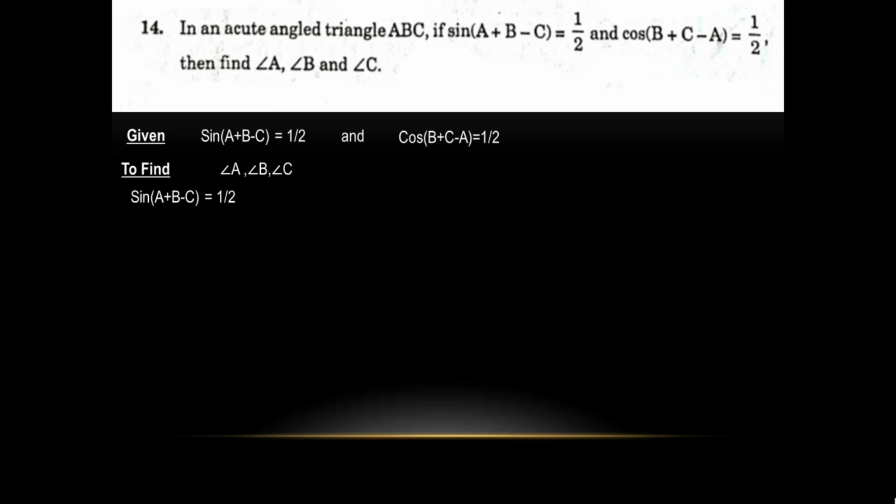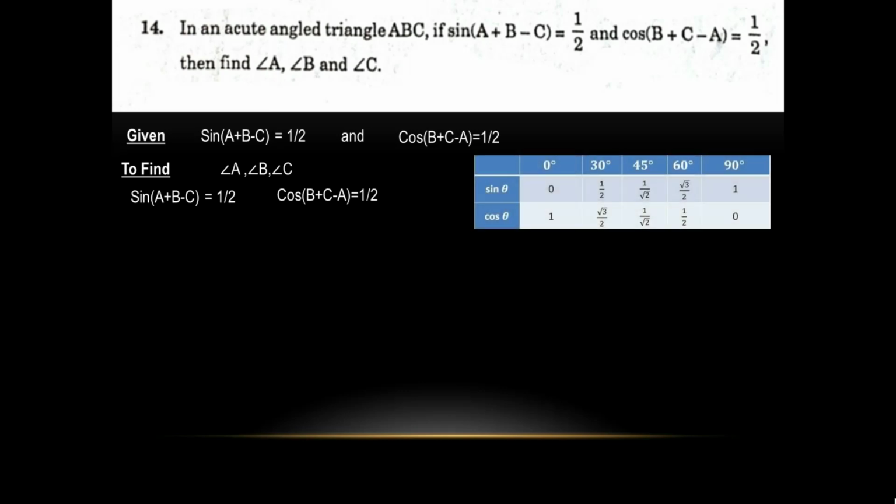So sine of (A plus B minus C) is equal to 1 by 2. Then cos of (B plus C minus A) is equal to 1 by 2. Then from this table we can see that sine theta, when theta is 30 degrees, is 1 by 2. So sine 30 is equal to 1 by 2. Then we have to substitute 1 by 2 as sine 30.